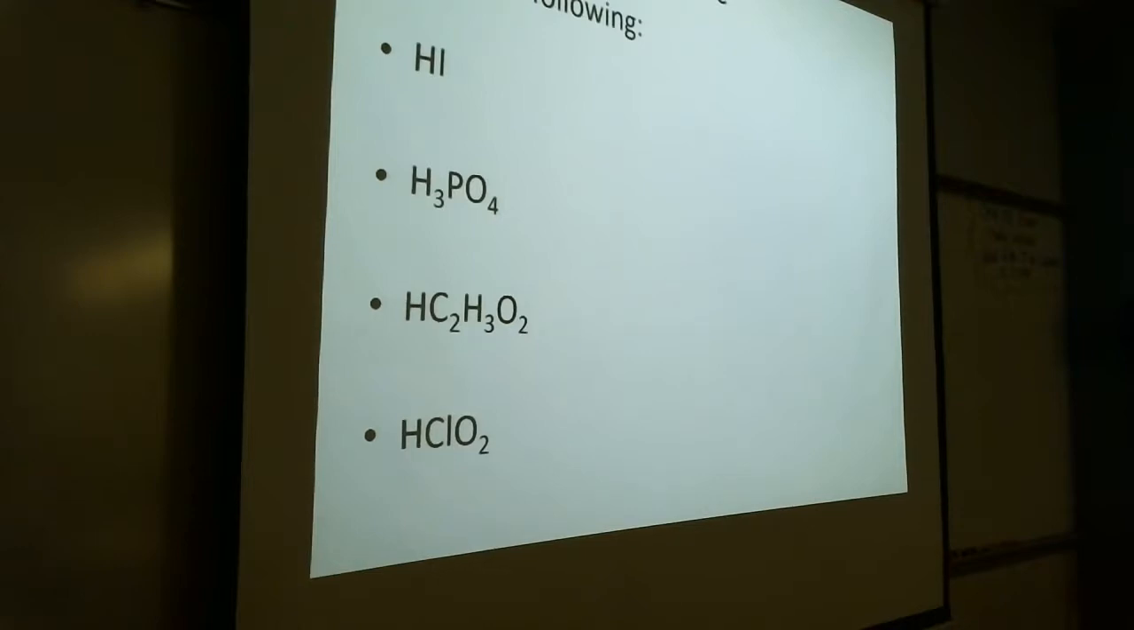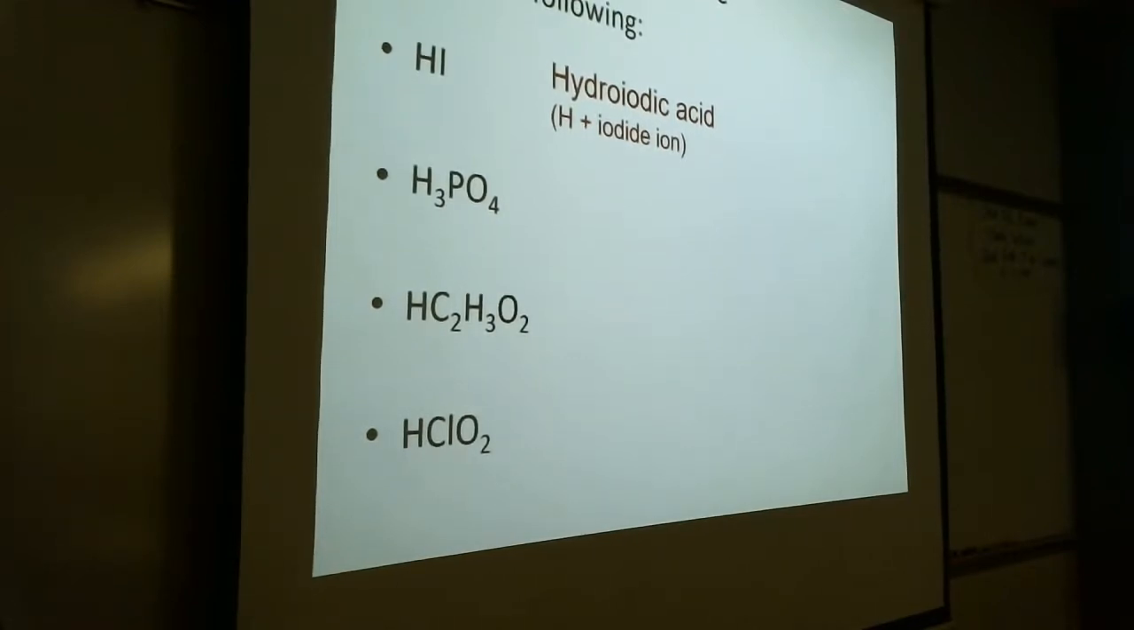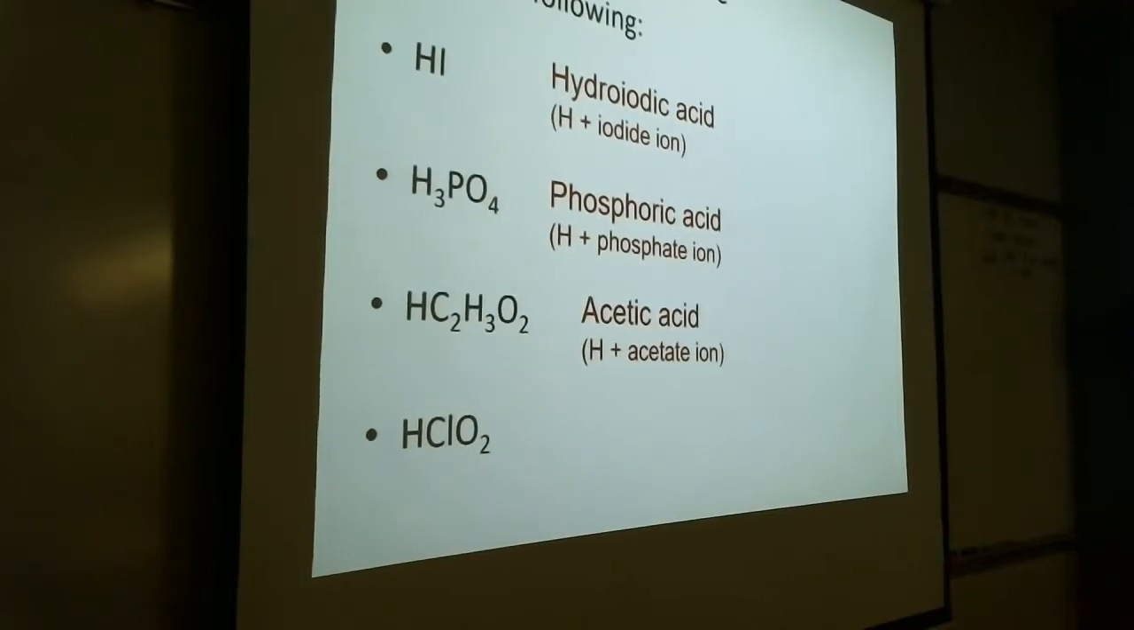So what's the name of HI? Anyone want to share? Hydroiodic acid, right? It's from iodide. H3PO4. Anyone want to guess that one? Phosphoric acid, good. What about the next one? Acetic acid, good. And what about the last one? Chlorous acid, good. Any questions on where these came from? Questions on how we got these?